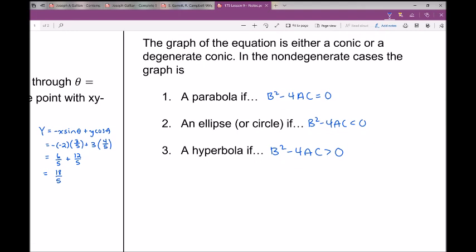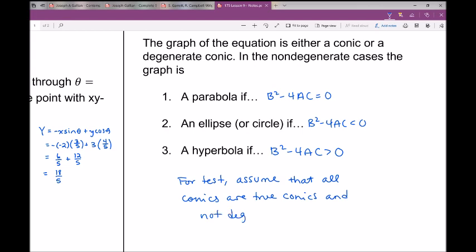And like I said, for the test, we're going to assume that all the conics I give you are true conics and not degenerate cases. So you don't have to worry about being tricked by that. However, in the theory question, I could ask you what are the 3 types of degenerate conics. I think that's fair enough. Okay, but for the formula's sake, assume that you have true conics.